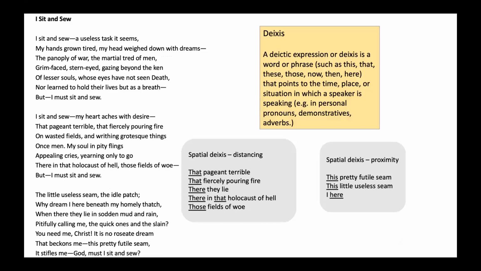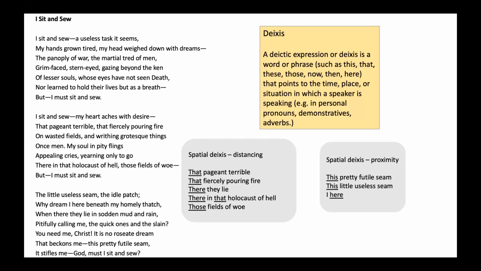Just to recap, it's a word or phrase that points to the time or place or situation in which a speaker is speaking and locates them really in relation to something else. So you also might look at this poem, as I say, using this as a lens through which to examine the construction of meaning. So you might introduce students to this definition. More specifically, you might perhaps discuss spatial deixis, temporal deixis, and you might look at the spatial deixis within this poem.